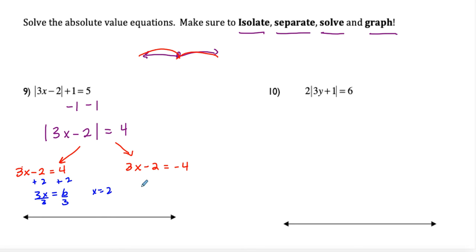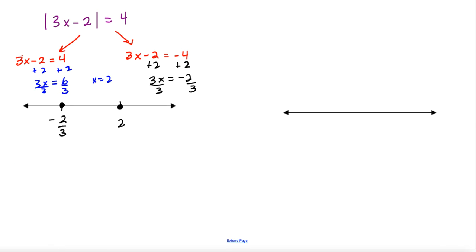On this one, 3x minus 2, I'm going to add 2. That's going to give me 3x equals negative 2. And then I'm going to divide by 3. And so x is equal to negative 2/3. So my solution is just those points because it's an equation, not an inequality. Okay? All right, so isolate, separate, solve, graph. Okay? Now, I'm going to jump to question 11.